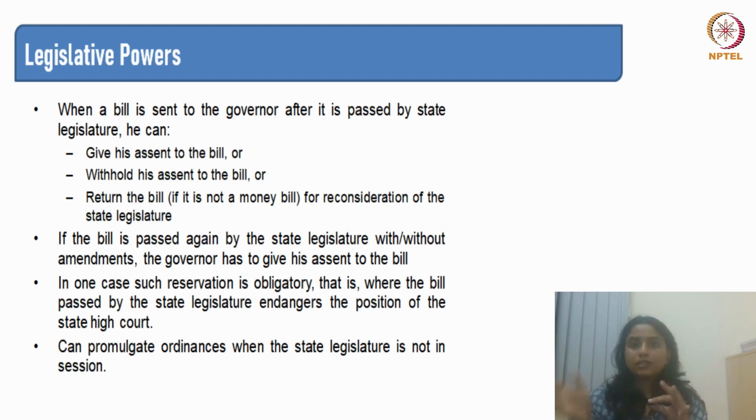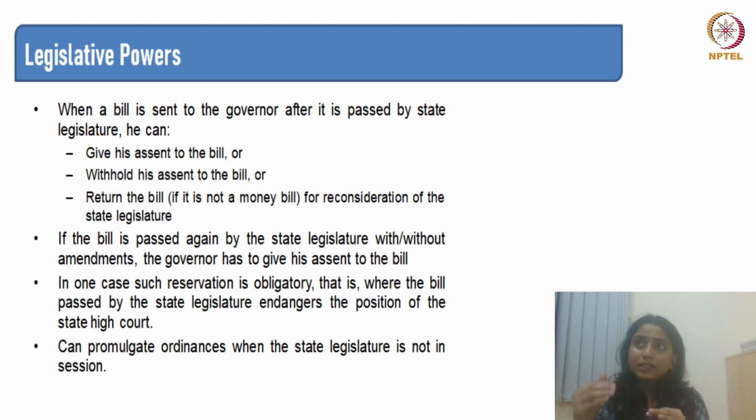Now after this, suppose he sends back the bill, after that the bill is once again passed by the legislature with or without such amendments. At the second stage, the governor does not have the option to not give the assent. He'll have to give the assent.